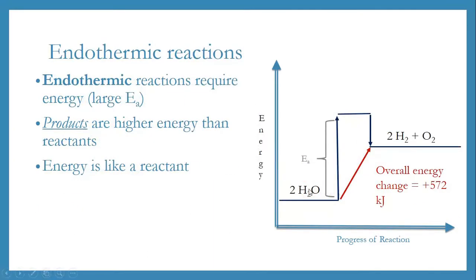Now, the opposite of that is an endothermic reaction. I took water and hooked it up to a battery to make H2 and O2. For water to get all the way up to H2 and O2, you have to put energy in. So water is of lower energy than the H2 and O2. To get up the hill, you have to put some energy in, and you have a large activation energy in this case. Products are generally higher than the reactants, and energy is like a reactant. You have to add energy to get up that hill.